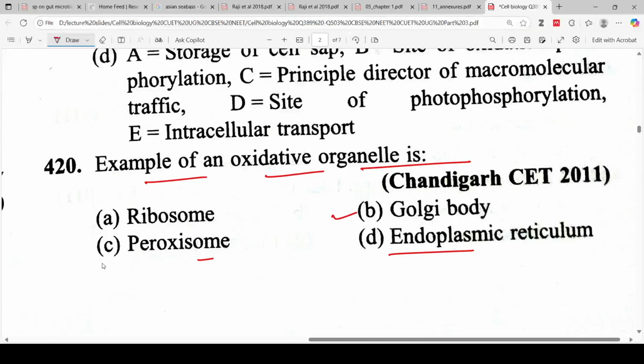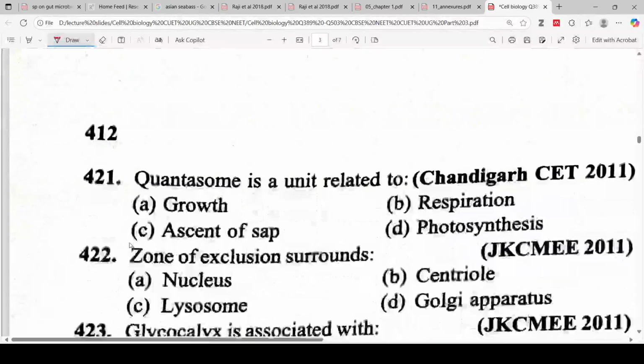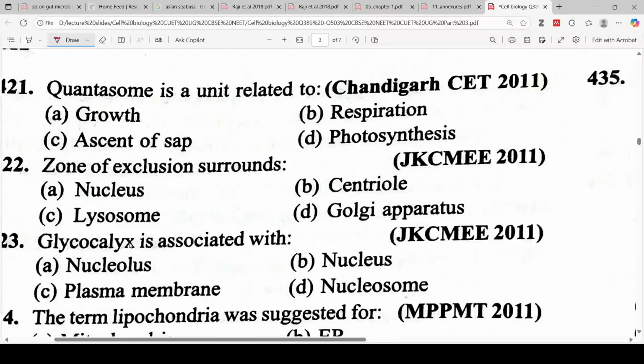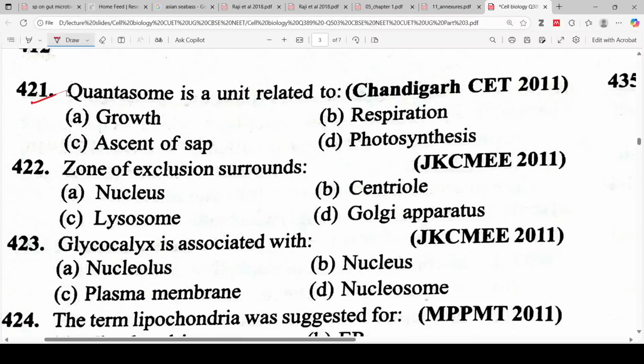C, peroxisome. Next question, quantosomes is a unit related to photosynthesis will be the correct answer. Next question, zone of exclusion surrounds nucleus, lysosome, centriole, and Golgi apparatus.